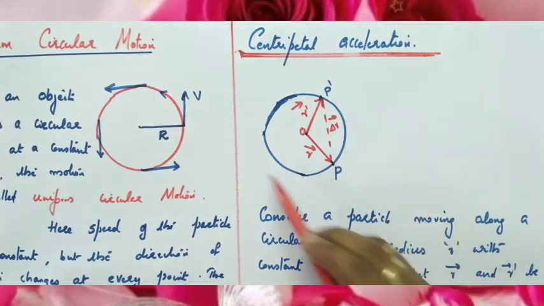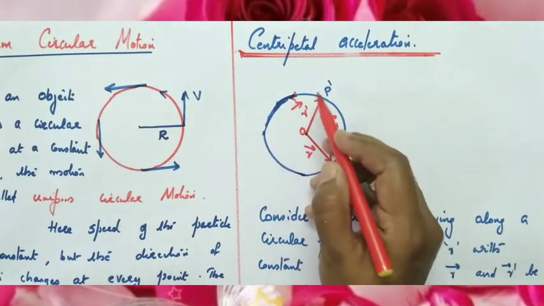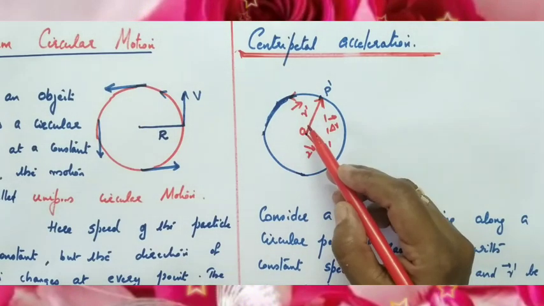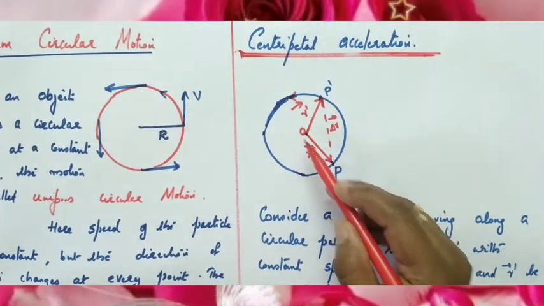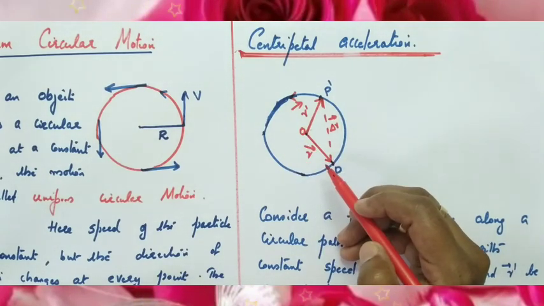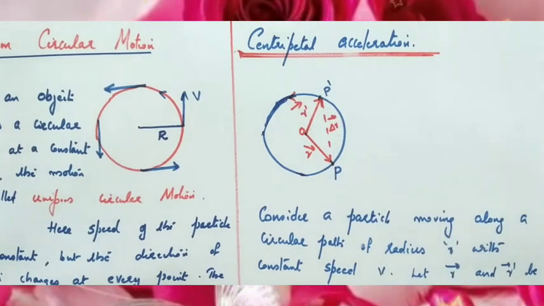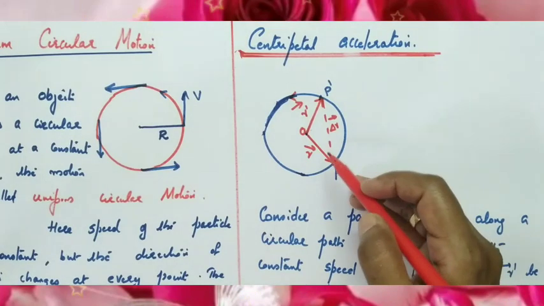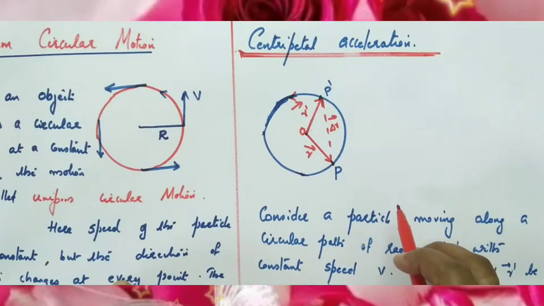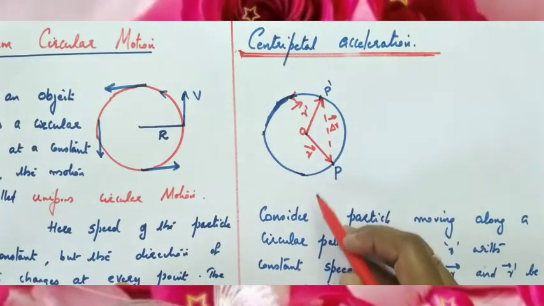So consider an object moving in a circular path, for example in anti-clockwise direction. The radius of the circular path be r, and the particle is moving with a constant speed v. Let P and P dash be the initial and final positions of the particle at any instant. The corresponding radius vectors be vector r and vector r dash.